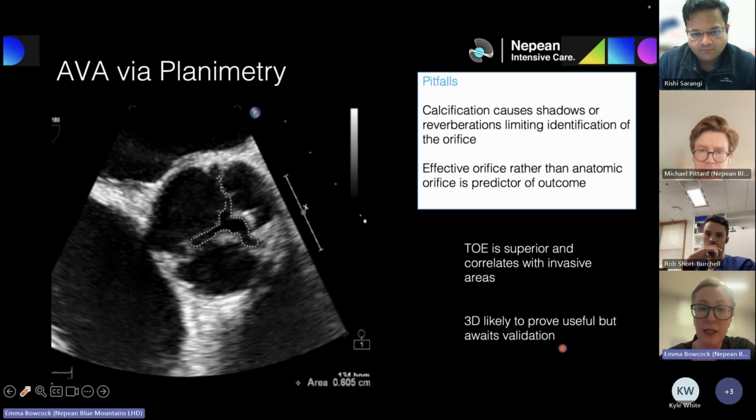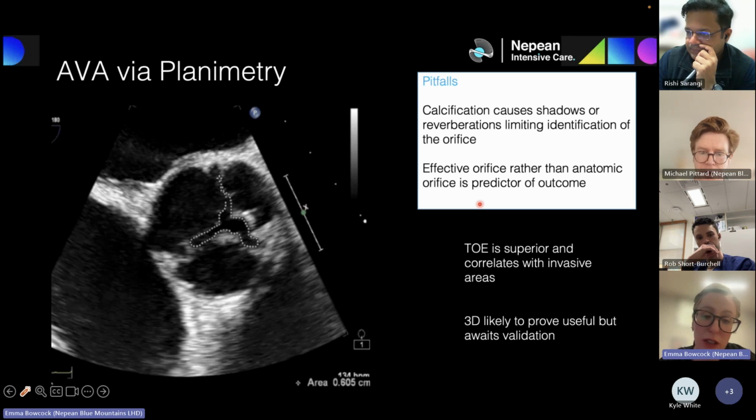So people tend to ask about planimetry. It's rubbish. I would avoid doing it, especially with TTE. You get so much blooming artifact, and it doesn't correlate very well with calculating it from the hemodynamic Doppler data. And as I just said, it's that effective orifice area rather than the anatomic orifice area, which is where all the prognostic data comes from anyway.